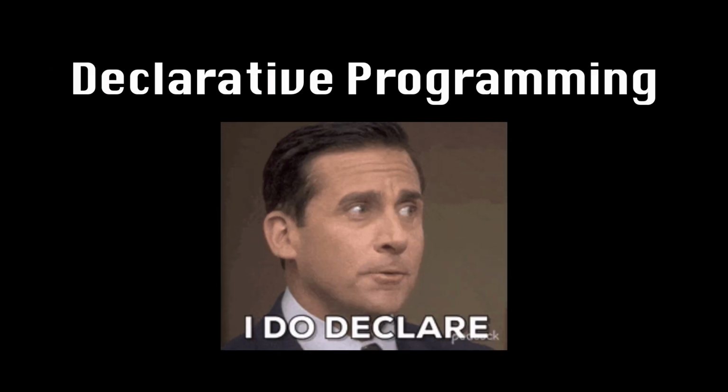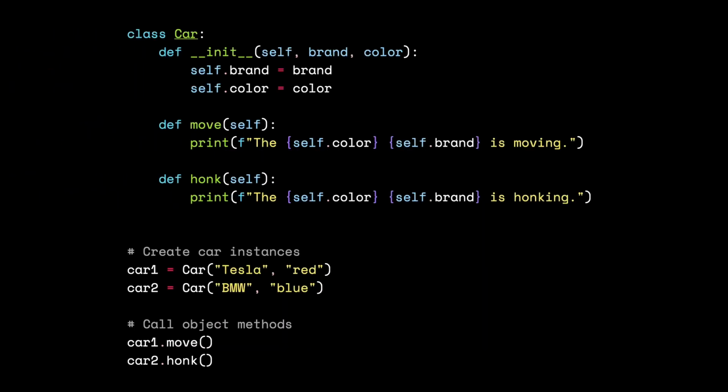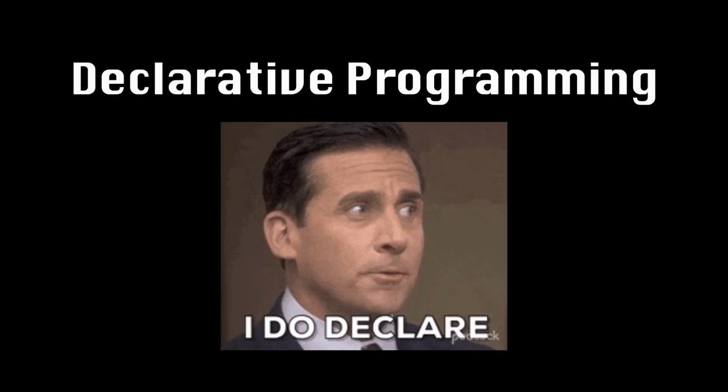OOP allows us to organize our code into reusable and modular pieces called objects. It promotes code reusability, making it easier to maintain and update large projects. OOP also helps us model real-world scenarios like creating car objects or managing user accounts by encapsulating data and behaviors within objects. Now, let's talk about declarative programming.